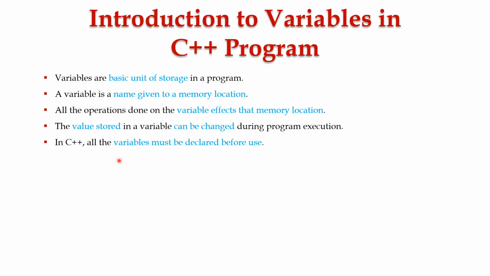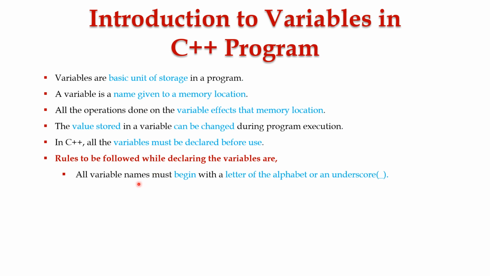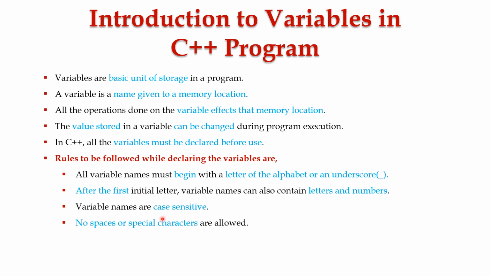C++ variables must be declared before they are used inside the program. And we have certain rules to be followed while declaring the variables. All the variable names must begin with a letter of the alphabet or an underscore. After the letter, it can contain numbers or be followed by more letters. Variable names are case sensitive. No space or special characters are allowed. You cannot use a C++ keyword, which is also called a reserved word, as a variable name.